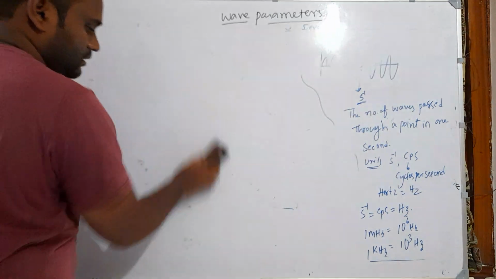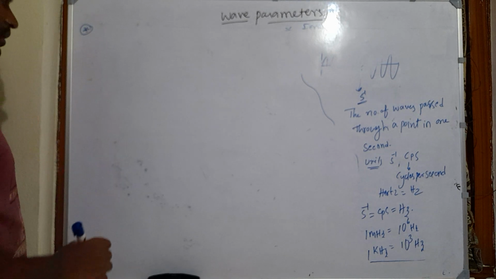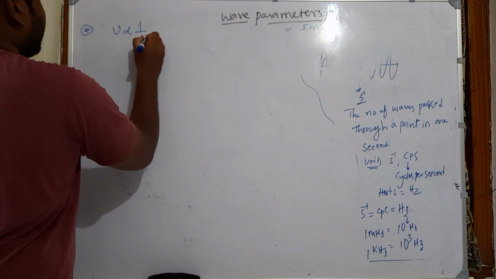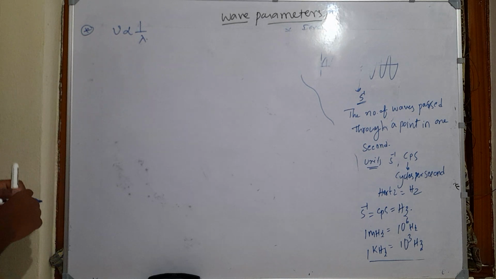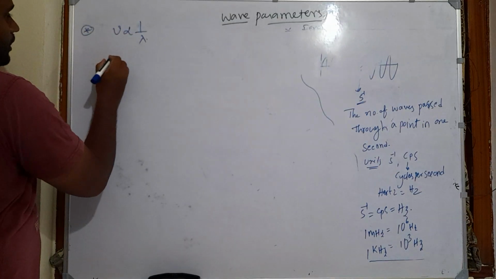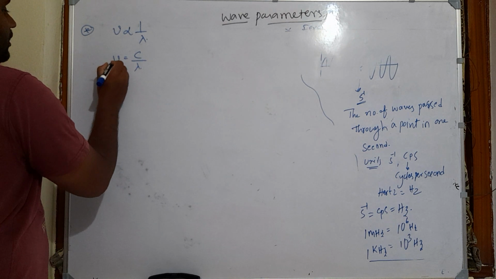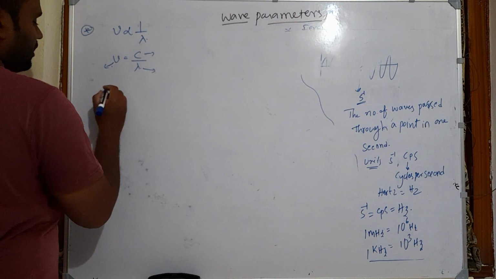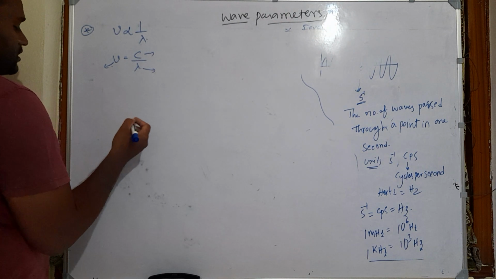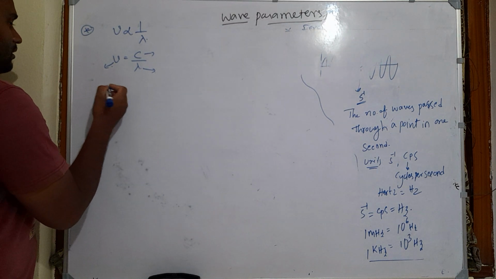Wavelength and frequency. Frequency is inversely proportional to wavelength, which means as frequency increases, wavelength decreases. To remove this proportionality, we introduce a constant: nu is equal to c by lambda. Here nu is the frequency, lambda is the wavelength, and c is a constant, the velocity constant, or speed of light.